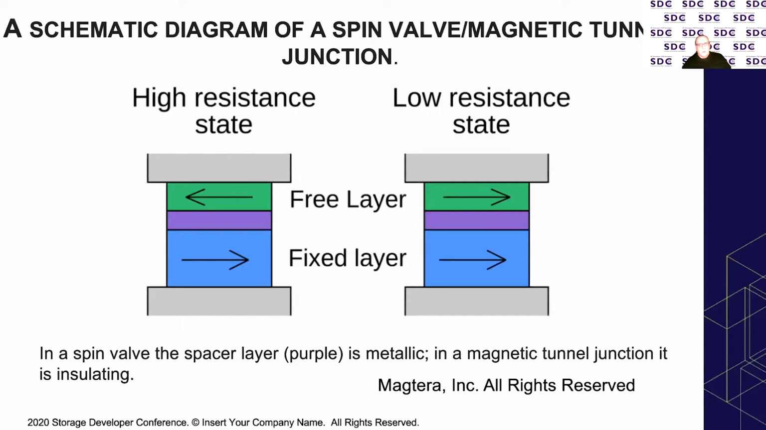As we see, there are two resistance states, high resistance and low resistance, depending on whether the free layer and fixed layer are oriented in the anti-parallel orientation or parallel orientation. So in the spin valve, the spacer is metallic, as opposed to the magnetic tunnel junction, where it is an insulator. As we discussed before, usually it becomes a tunable magnetic junction.